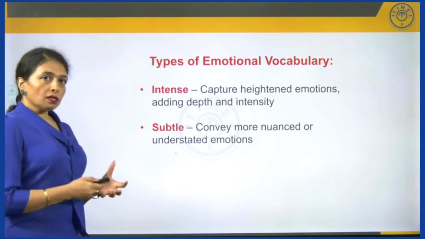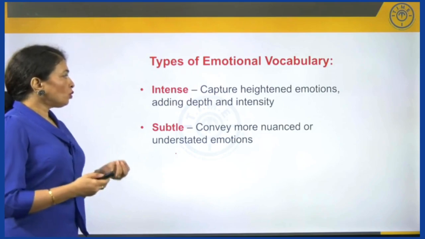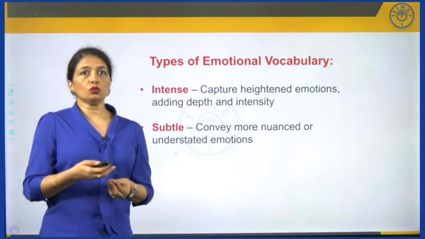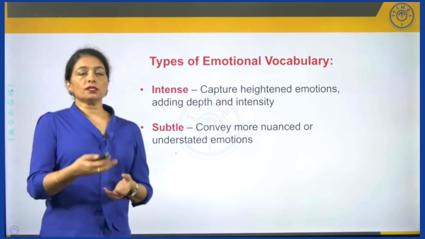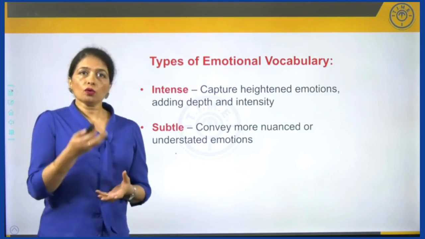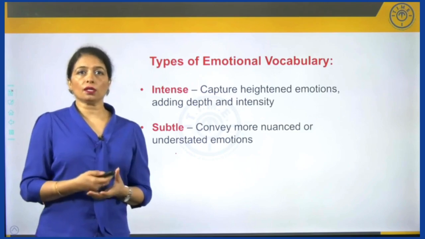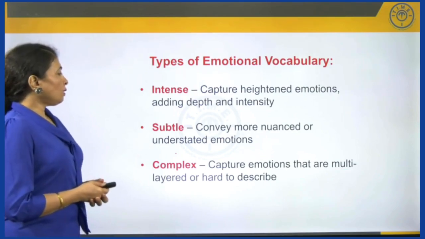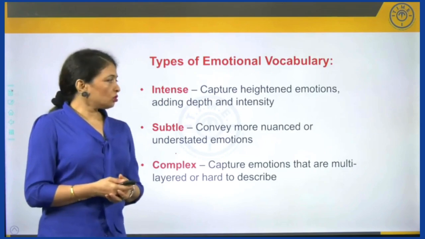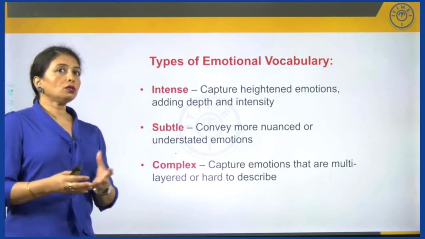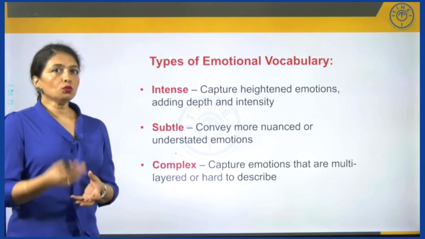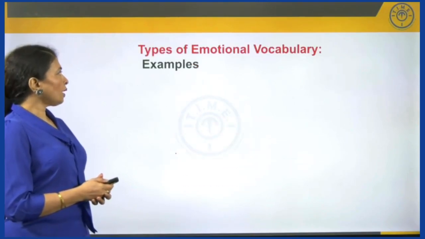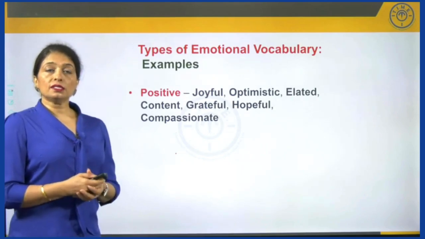Then we have subtle emotional words also, which convey more nuanced or understated emotions, and those are words we need to use effectively so that others are able to catch them, or we are able to gauge them when we hear them from others around us. We have complex emotional vocabulary, words that capture emotions that are multi-layered or hard to describe, but the words do give us some idea. Now, let's take a look at these types with examples of each.